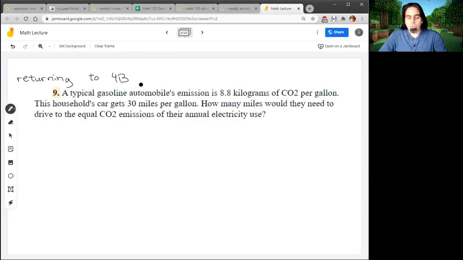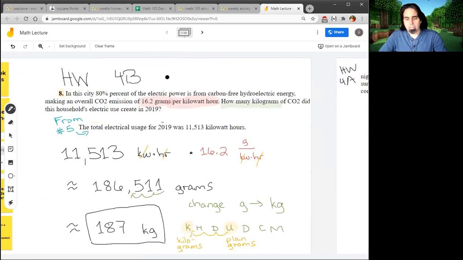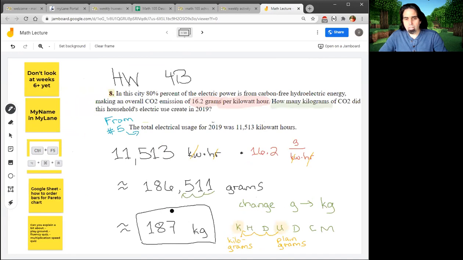So we're about to do homework 4B number 9 during the study session before class. Then we did number 8 and found that this 80% was just a red herring. That was explaining why the grams per kilowatt hour was so low in this place. All we had to do was multiply their number of kilowatt hours by the grams per kilowatt hour. The kilowatt hours cancel out, grams is left, and we get our answer. Then we had to change from grams to kilograms since the answer wanted kilograms.